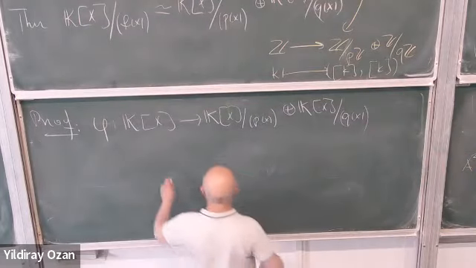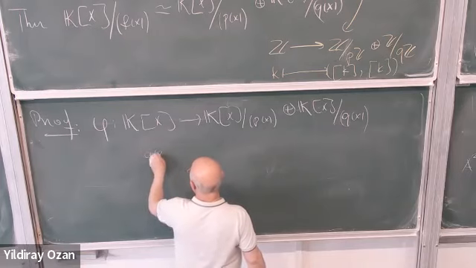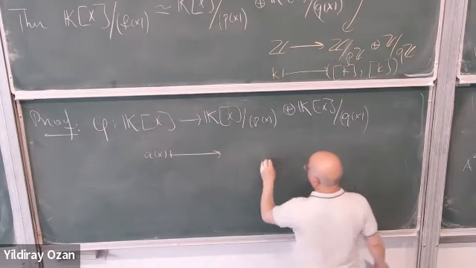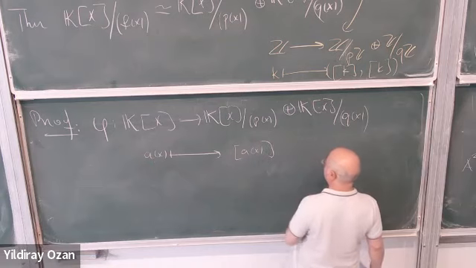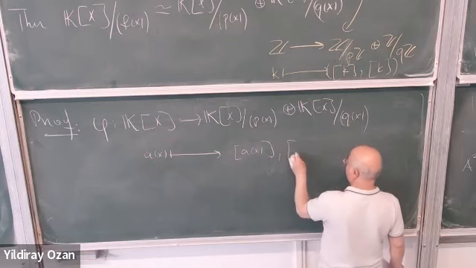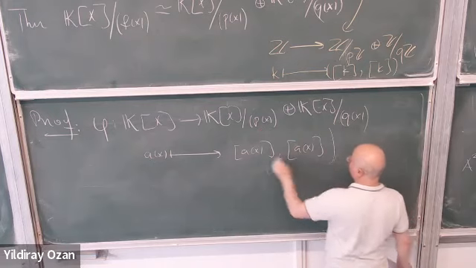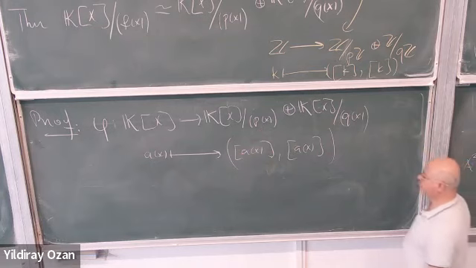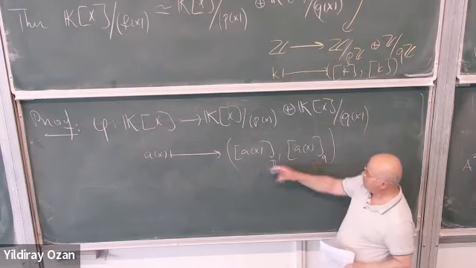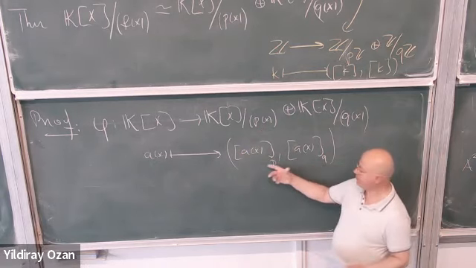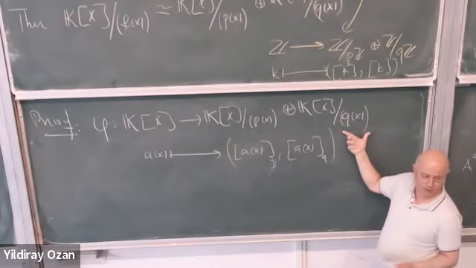So the map is the following. I take any polynomial, let's say a(x), and look at its remainder mod p(x) and mod q(x). İsterseniz buraya şöyle hani p ve q yazayım. So there are different equivalence classes. This is an equivalence class modulo p(x), and this is an equivalence class modulo q(x).